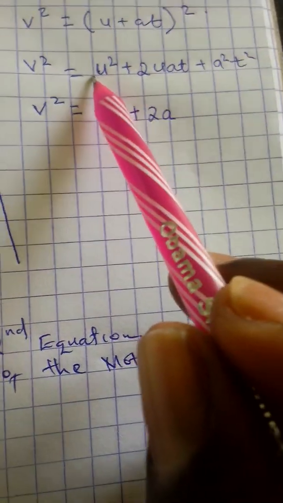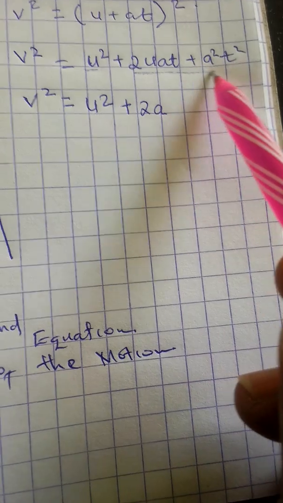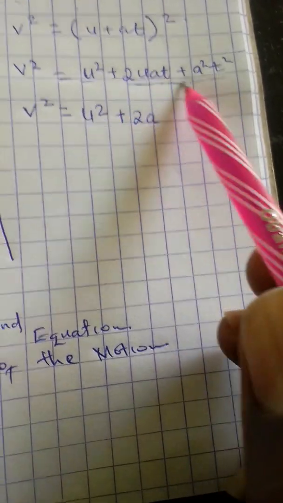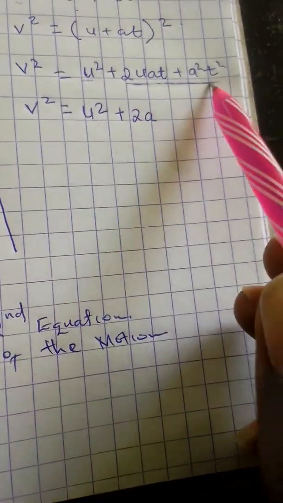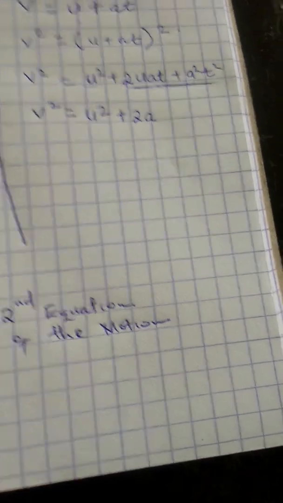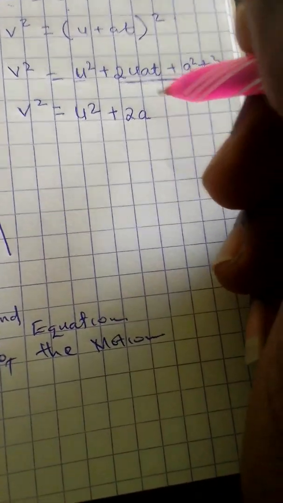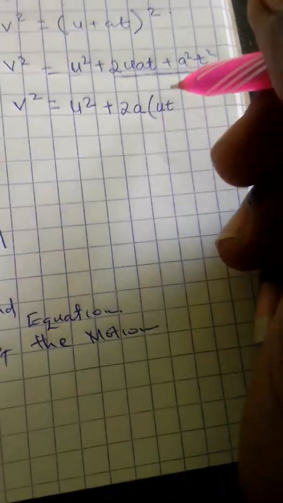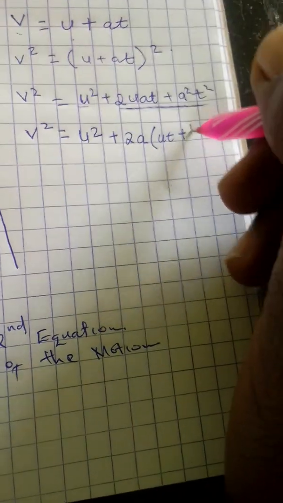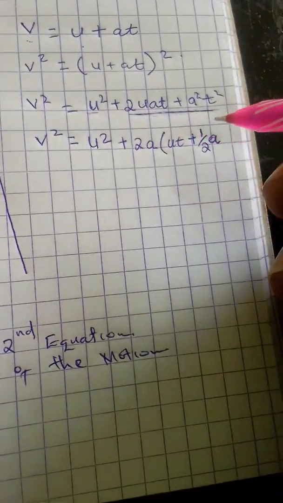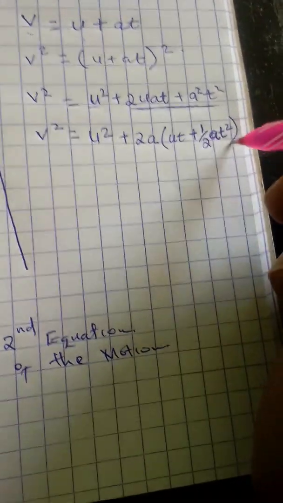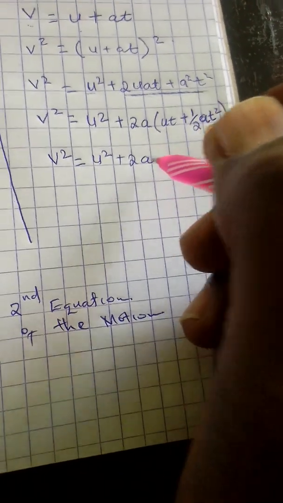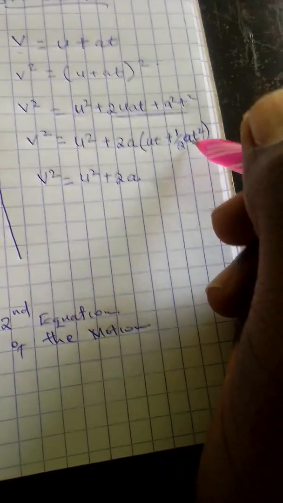If you come here, this part is just fine, but this part here, we have a here, we have a here, we have t here, we have t here, so we have to simplify this expression for us to get the third equation, which will give us 2a times ut plus, with a squared, a half a t squared. v squared is equal to u squared plus 2a. What is ut plus a half a t squared?